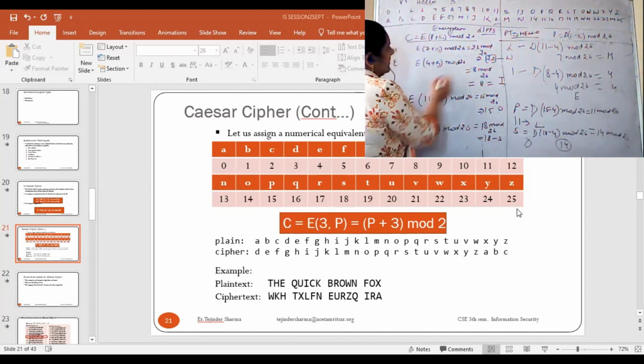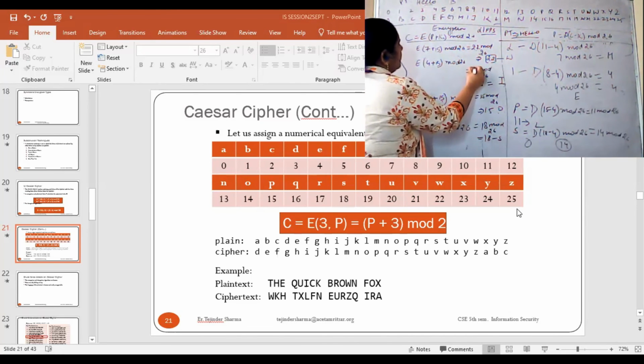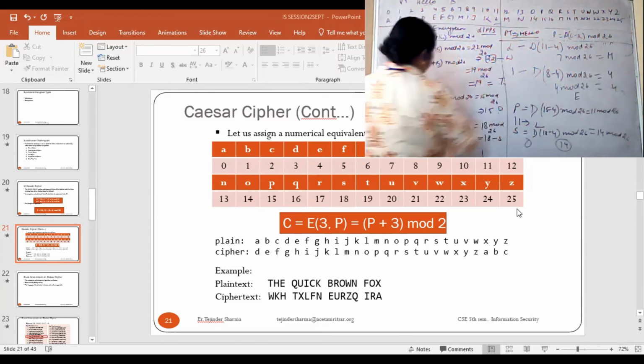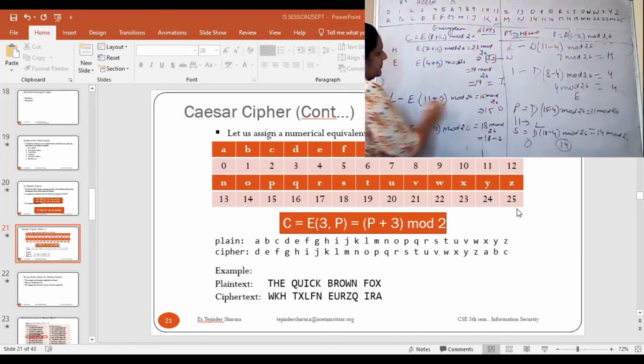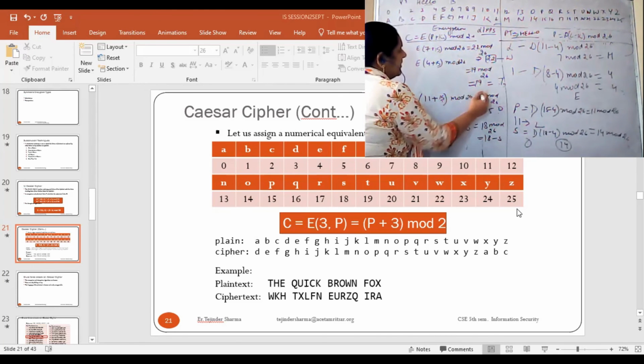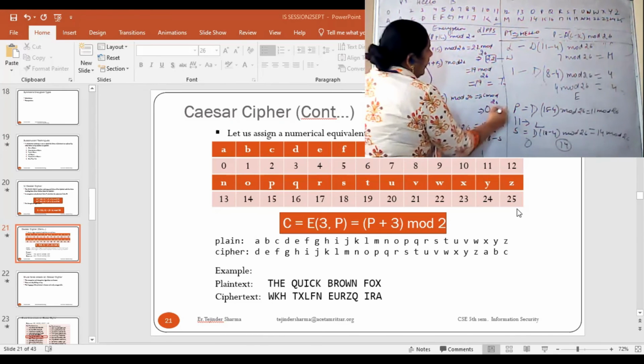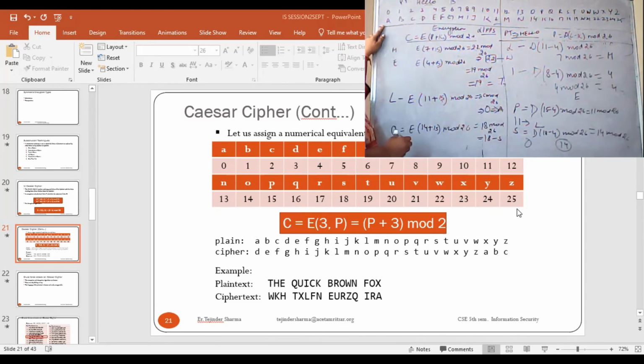4 plus 15, that is 19. 19 modulus 26 is going to be 19. And at 19, you have which alphabet? That is T. Then 11 plus 15 is 26. 26 mod 26 would be 0. And you will get A here because your alphabet starts from 0.